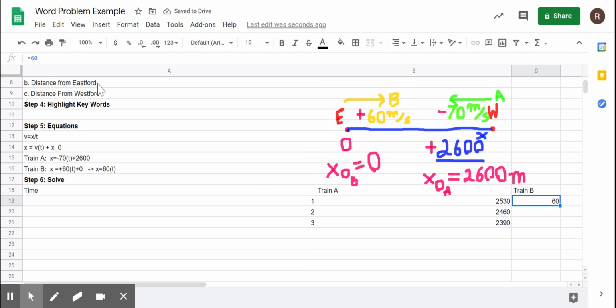So let's go ahead. 60 multiplied times time 1 is this square. So 1 second. And that obviously equals 60, right? Then we got 120, 180, and so on and so on. So it's just basically multiplying the velocity plus your x naught is going to get you these values. Okay, and you can look through the equation here. So 2,600 minus 70 times the time, which was 1 second here, that gets you this value.